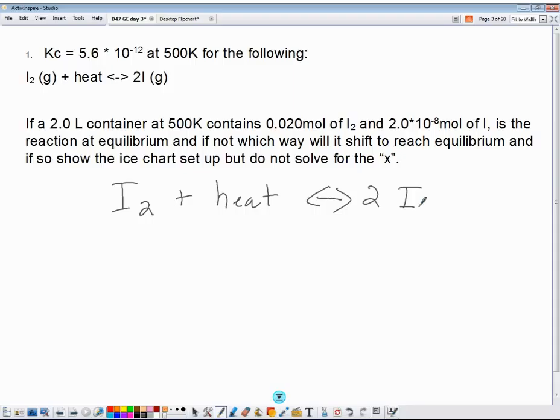All right. Kc is small. I'm just going to write that down here. Kc is very small. Says a lot to me. If a 2-liter container contains 0.02 moles of I2 and 2 times 10 to the minus 8 moles of I, is the reaction at equilibrium? Let's just stop right there.